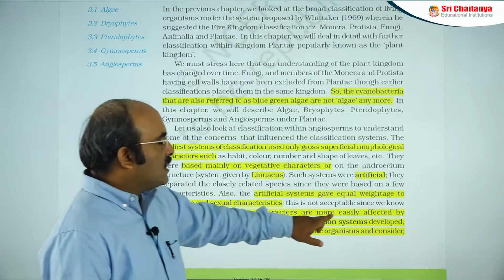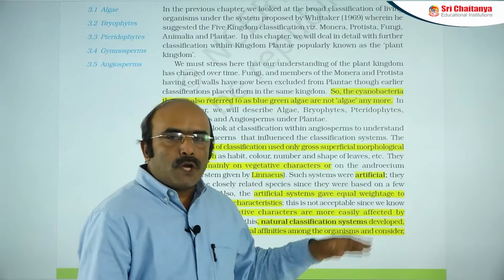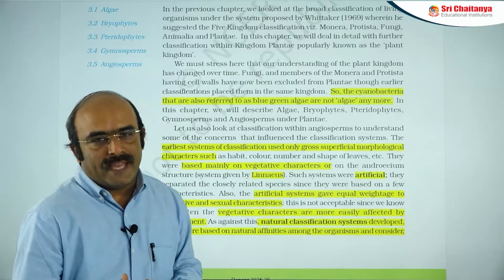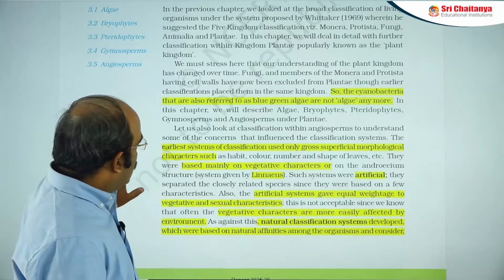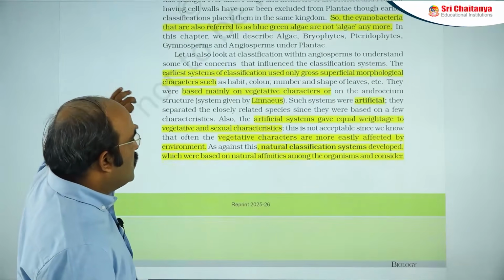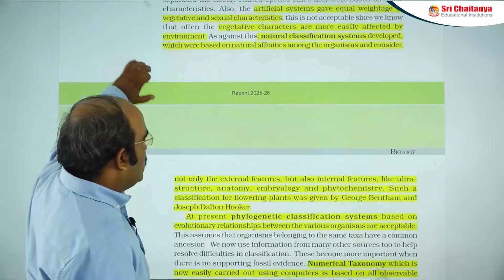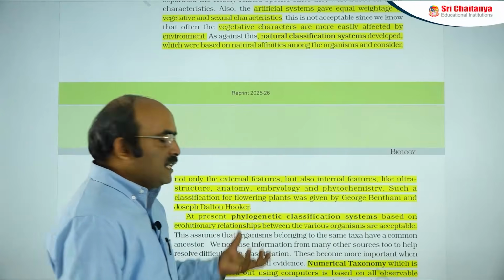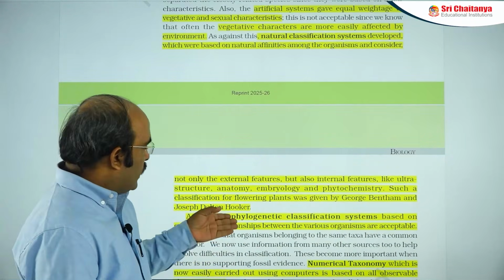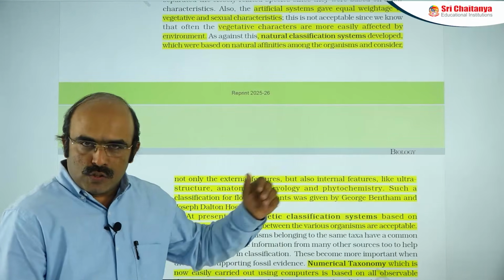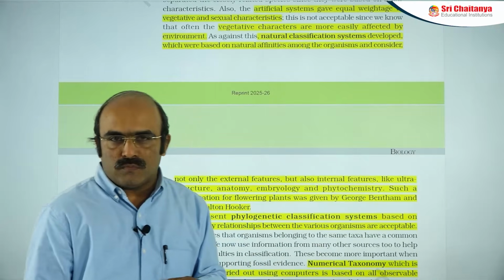So, vegetative characters are easily affected by environment. So, we should be giving more priority or importance to the sexual characters, which are not easily affected by environment. The second type of system of classification is the natural system, which considers both external features as well as internal features. Even it takes into account the knowledge of different branches like anatomy, embryology, phytochemistry, etc. George Bentham and J.D. Hooker's system is an example for the natural system of classification.